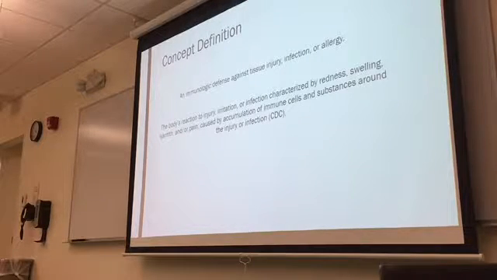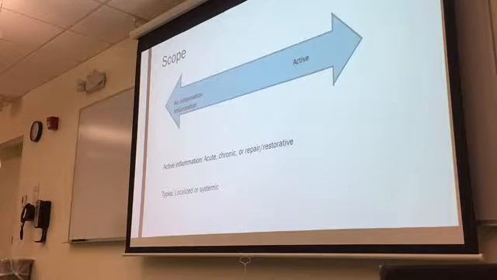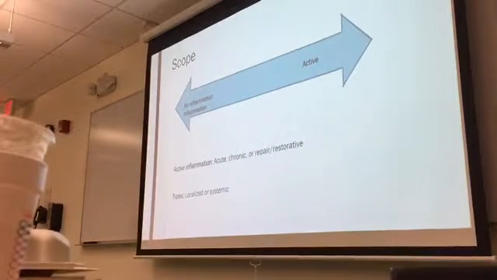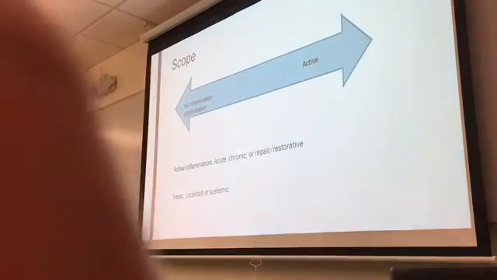Inflammation is an immunologic defense against tissue injury, infection, or allergy. It's the body's reaction to an injury, irritation, or infection. The scope of the concept is simply no inflammation versus active inflammation. It can be acute, chronic, or restorative. It can also be localized or systemic.